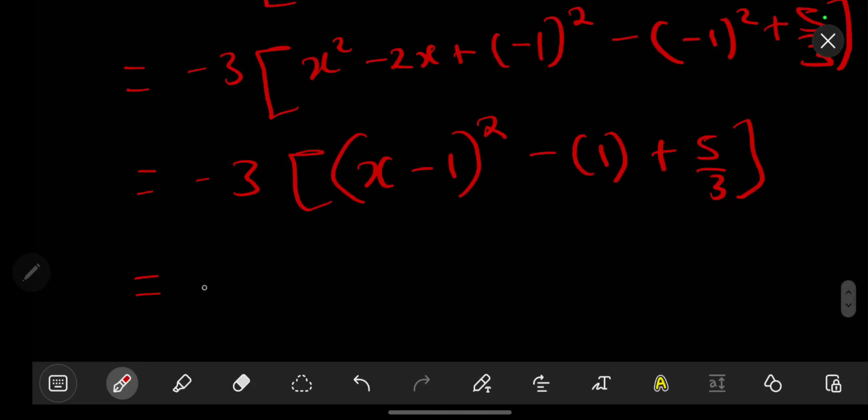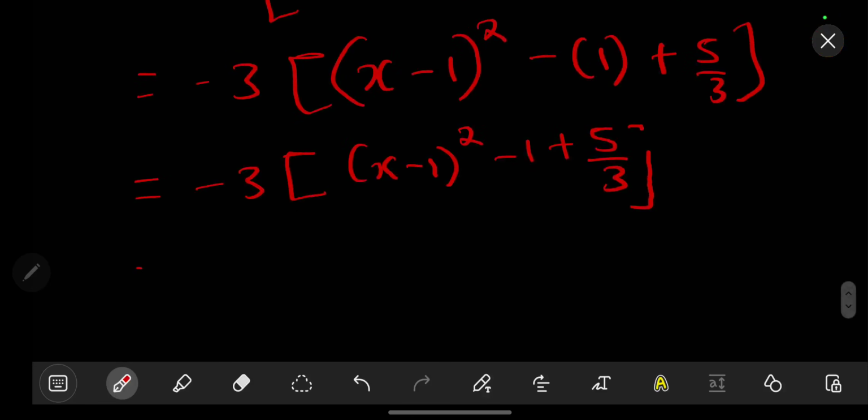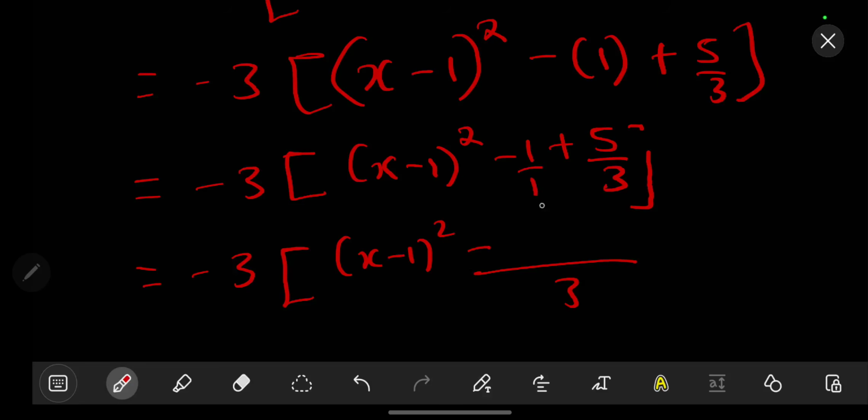So this will give us a value that is negative 3, then we have x minus 1 squared. Then we are going to have minus 1 plus 5 over 3. This will give us negative 3, x minus 1 squared. Then the common denominator is 3. So we are going to have 3 divided by 3, or 3 divided by 1 is 3, times 1, it's negative 3. Then we have plus 5. 3 divided by 3 is 1, times 5 is 5. Then we close.